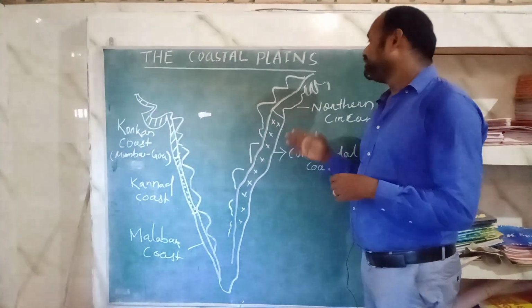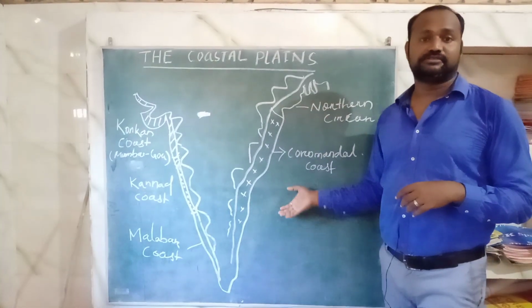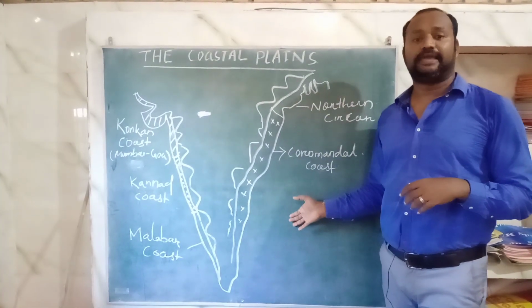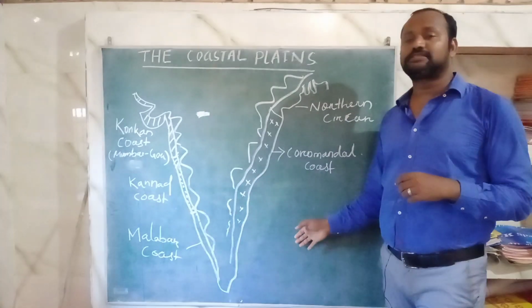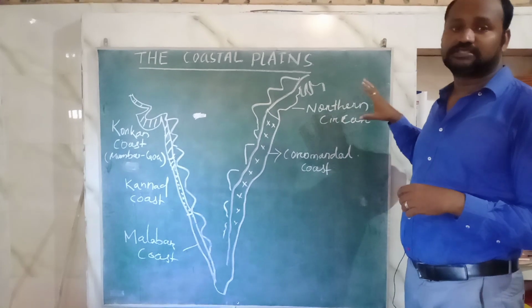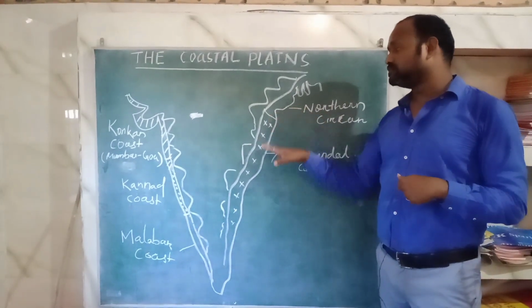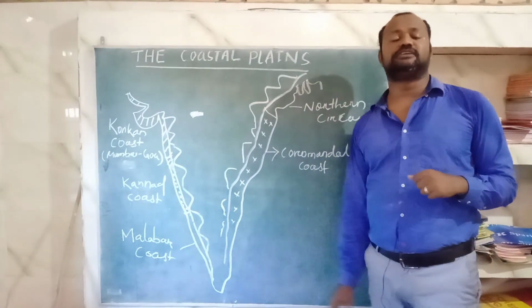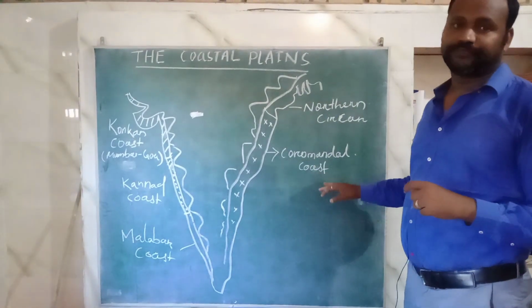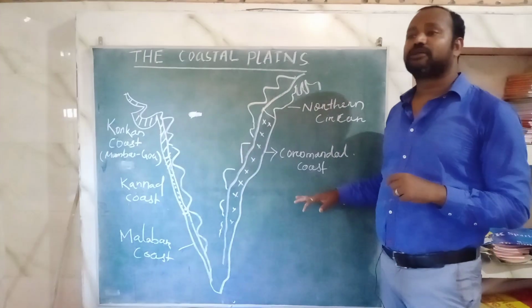Okay, and it is also divided into two parts. The eastern coastal plain is divided into two parts. The north part from West Bengal is known as Northern Sarkar, and the south part from Odisha coast to Tamil Nadu is known as Coromandel coast. Is it understood? So this is called Coromandel coast.